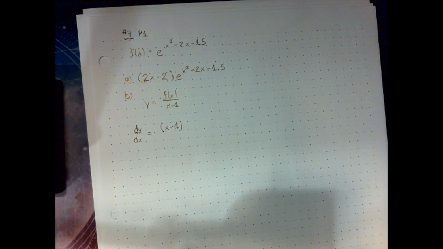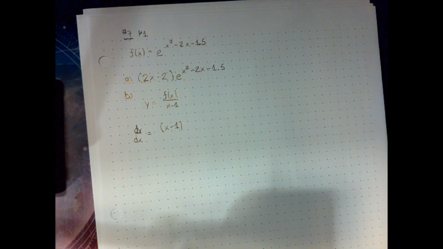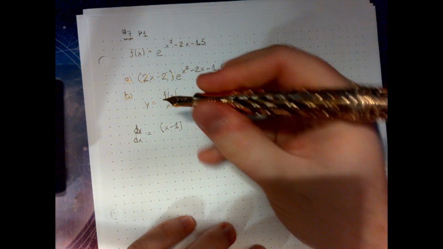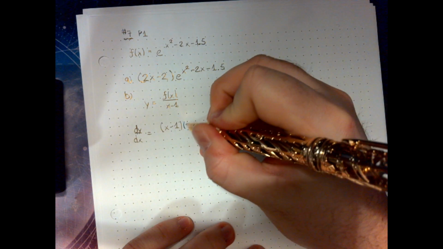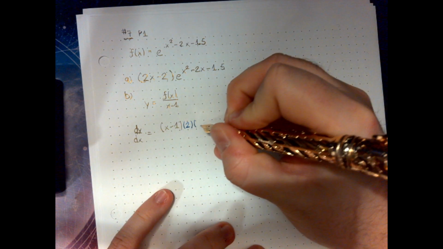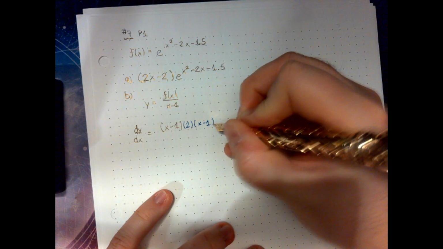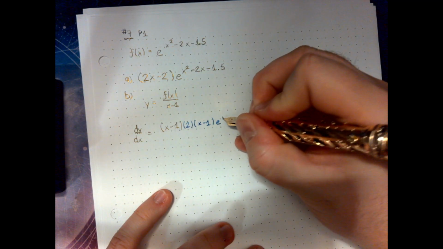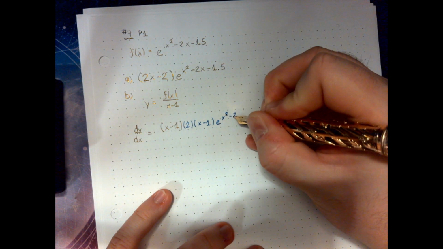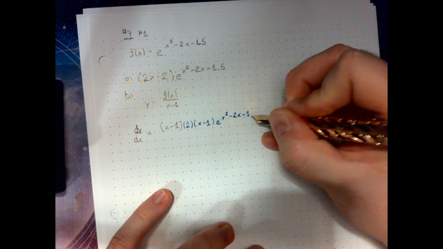One second here, I'm just going to switch pens because this one's running out of ink. Okay, times 2x minus 2 and x minus 1 times e to the x squared minus 2x minus 1.5, right?